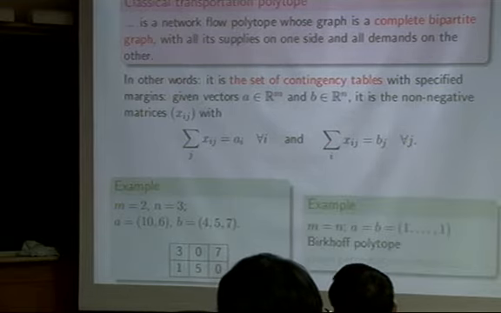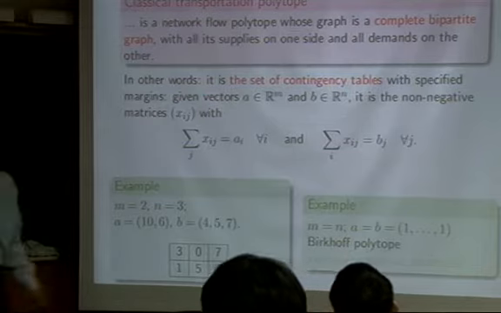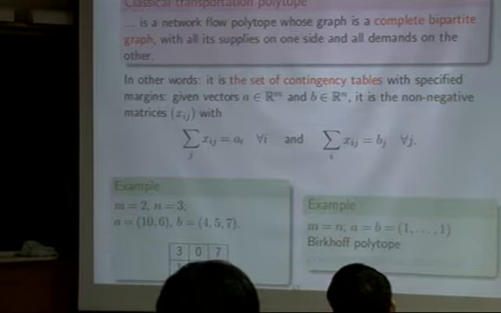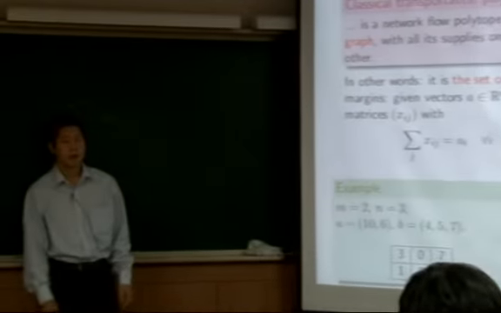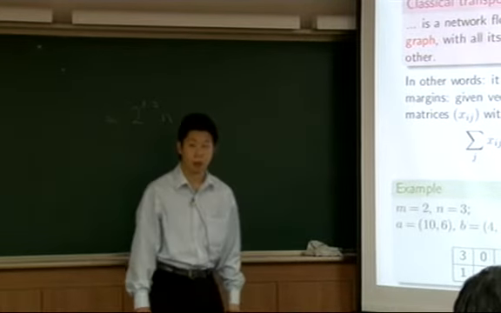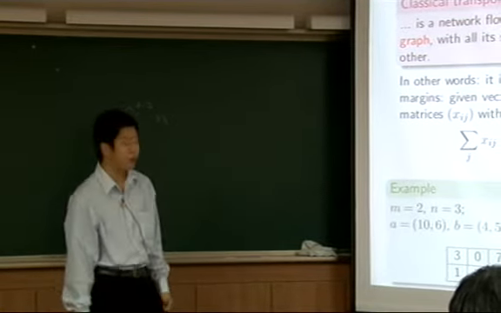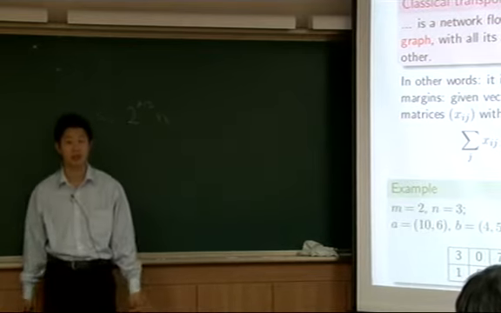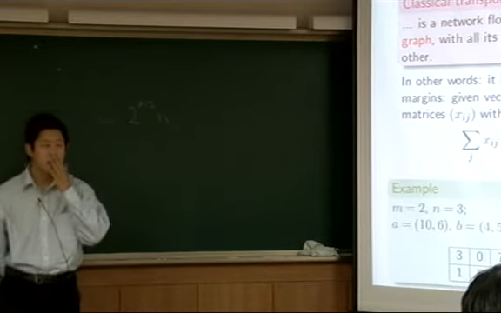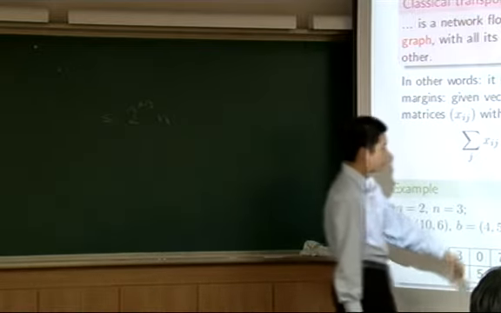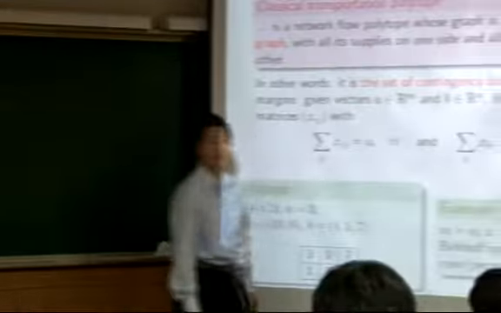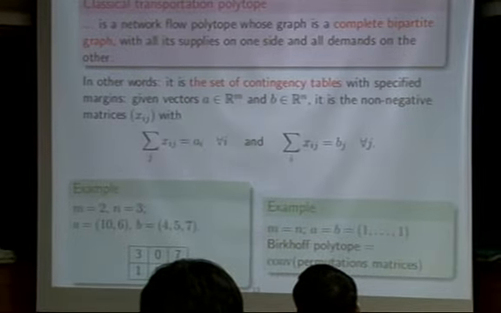Another example is if m and n are equal and all of the coordinates in A and B are the same, you might as well just scale them to all be 1. Then you're talking about the well-known Birkhoff polytope, whose vertices happen to be the permutation matrices. So every point inside this Birkhoff polytope, where m is equal to n, is going to be a convex combination of permutation matrices.